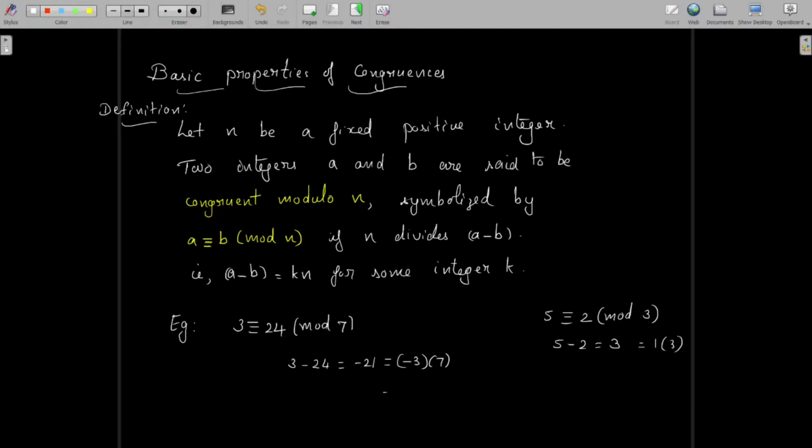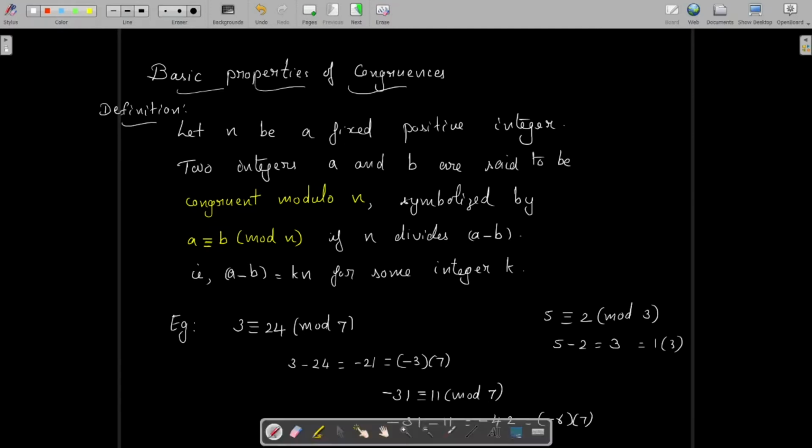Another example: negative 31 is congruent to 11 mod 7, because minus 31 minus 11 equals minus 42, which is a multiple of 7. So this is negative 6 times 7. So here minus 31 is congruent to 11 mod 7. Likewise, a congruent to b mod n means that a minus b is a multiple of n.